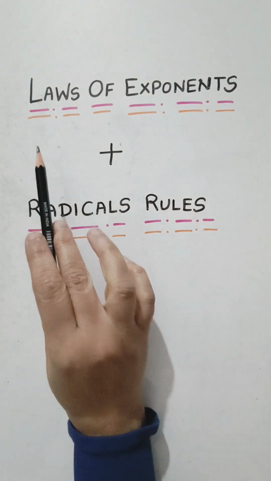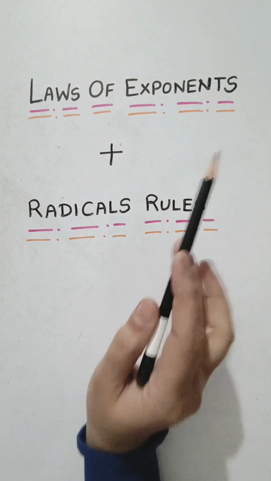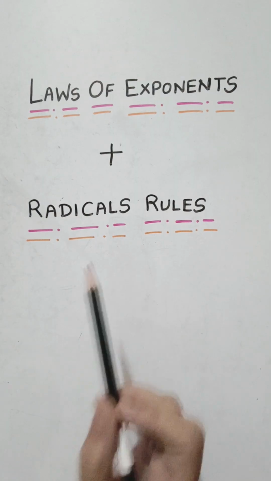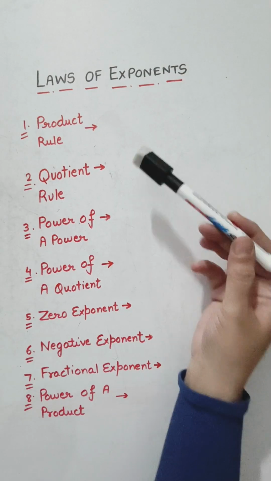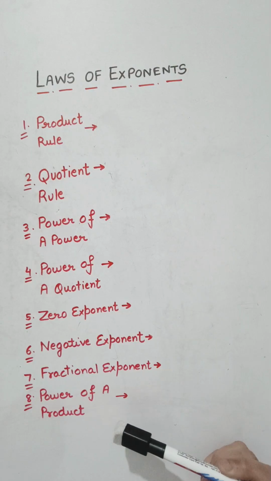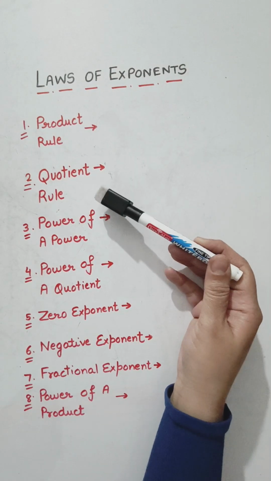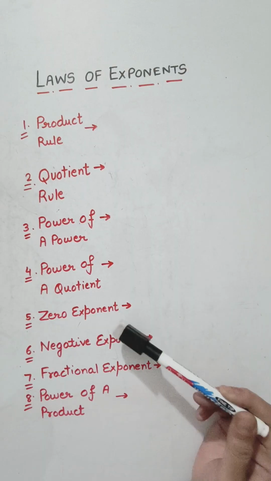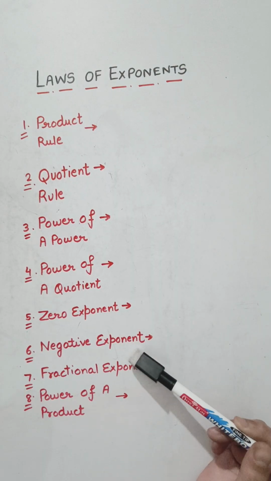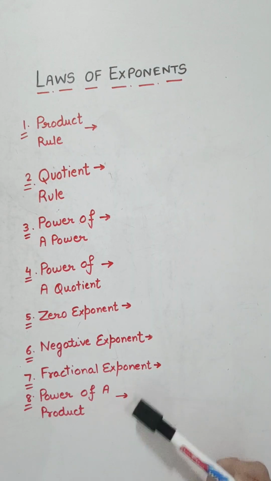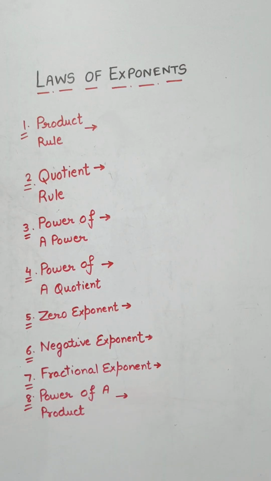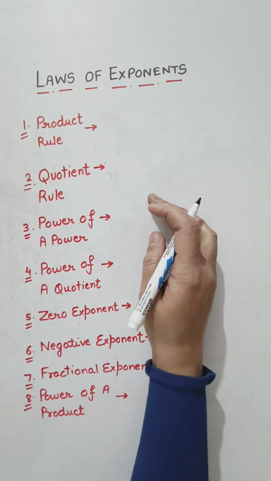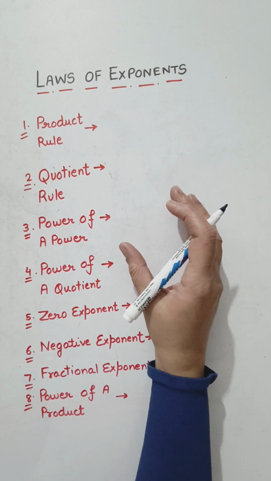Do you know all the laws of exponents and all the rules of radicals? Let's do it. So we have 8 laws of exponents: product rule, quotient rule, power of a power, power of a quotient, zero exponent, negative exponent, fractional exponent, power of a product. So what comes under product rule? I will be explaining with the help of proper examples also.